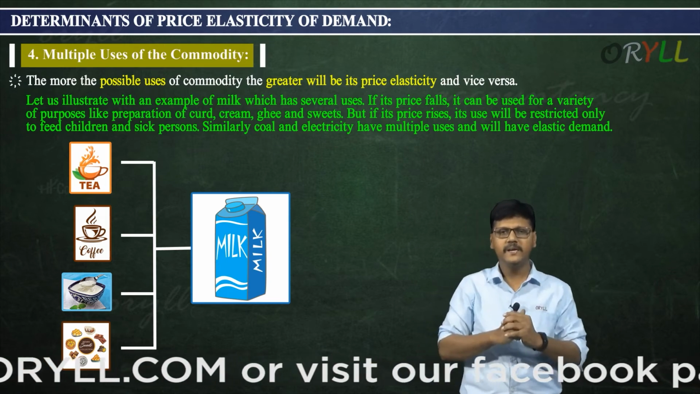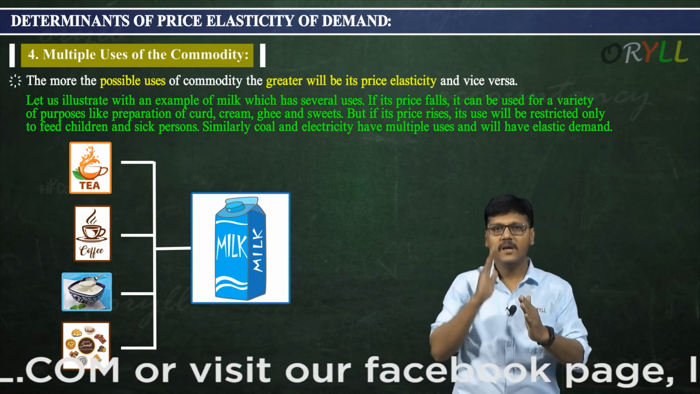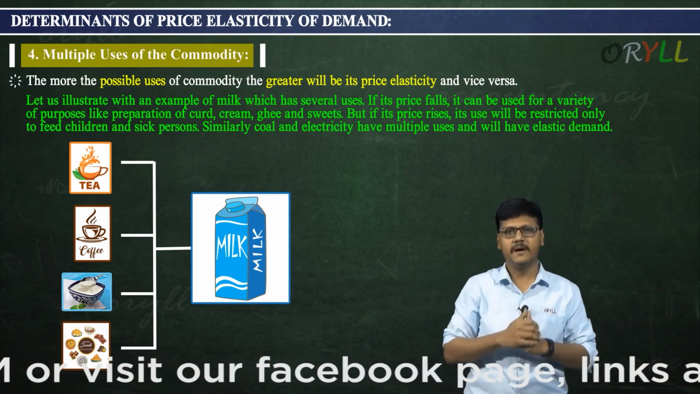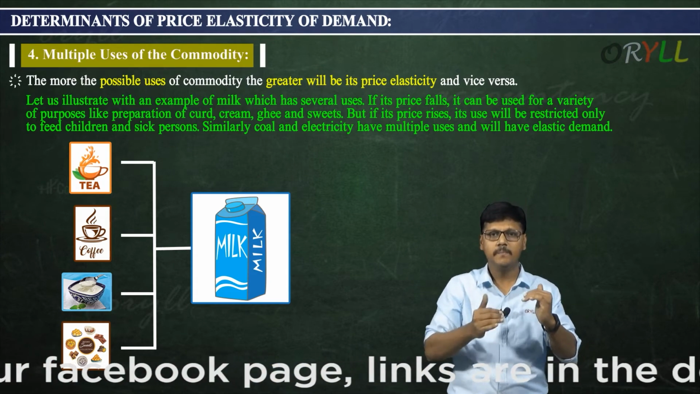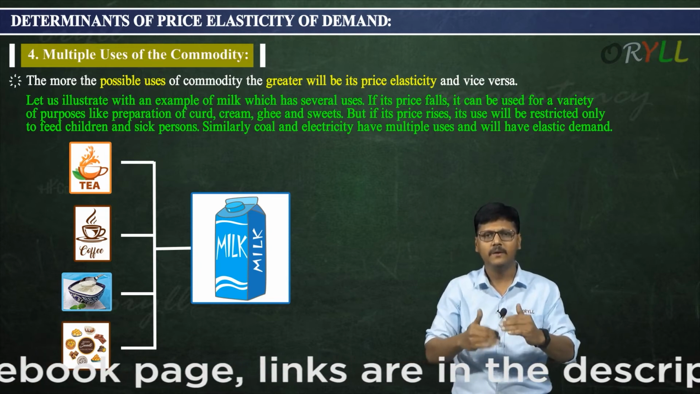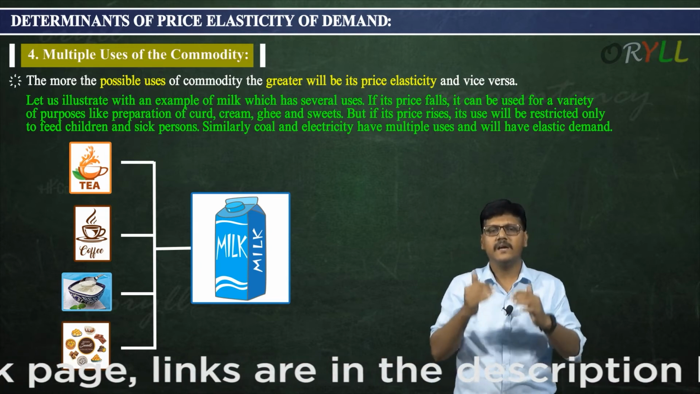When a commodity can be put into several uses, it will have elastic demand. It means if the price of milk decreases, I will buy more. It means people will buy more. It means it has elastic demand.